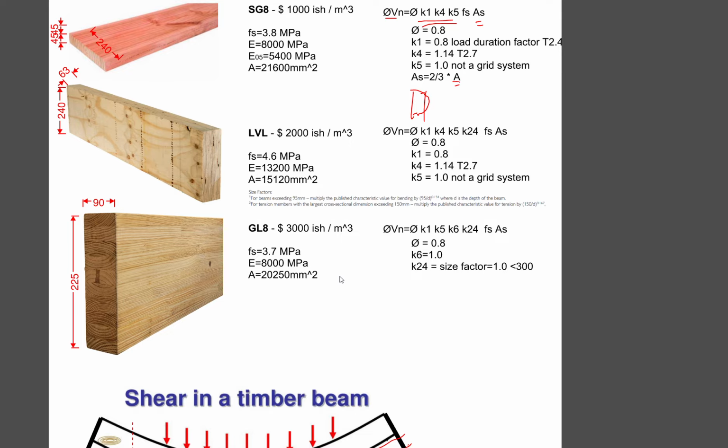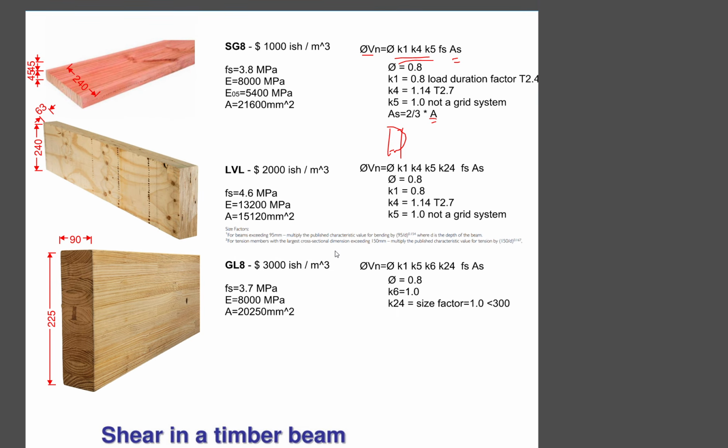It is slightly more straightforward than the bending design. The only thing is you have this sort of hierarchy of the strength of the member. So if you're going to use SG8 and it doesn't work, you would jump onto LVL. That's your next natural selection. And glulam is normally something you would pay a premium price for a premium look, and otherwise you wouldn't go for glulam. Okay, so that's the design in shear.